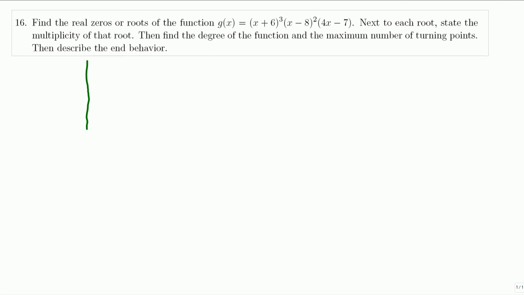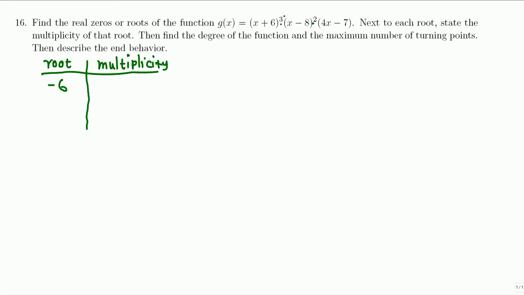Okay, let me draw slightly better. So here is the zero or root and multiplicity. Let's go back to the function. So we have 3 factors. x plus 6 becomes 0 when x equals negative 6. Negative 6 plus 6, 0. So negative 6 is a root or zero, and cube means it comes 3 times. So multiplicity is 3.